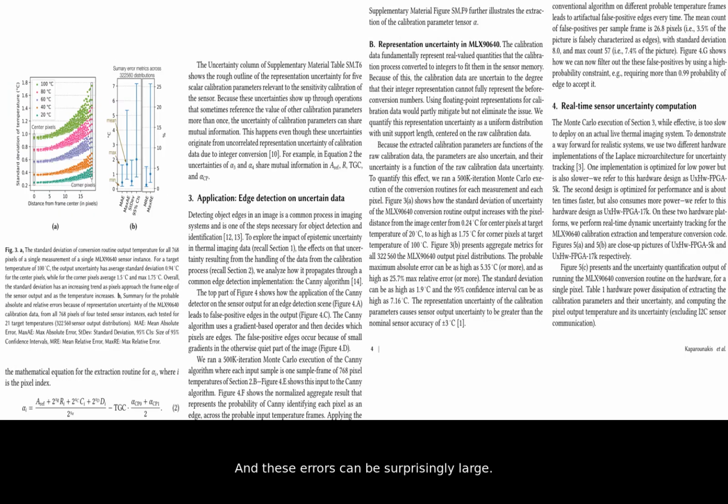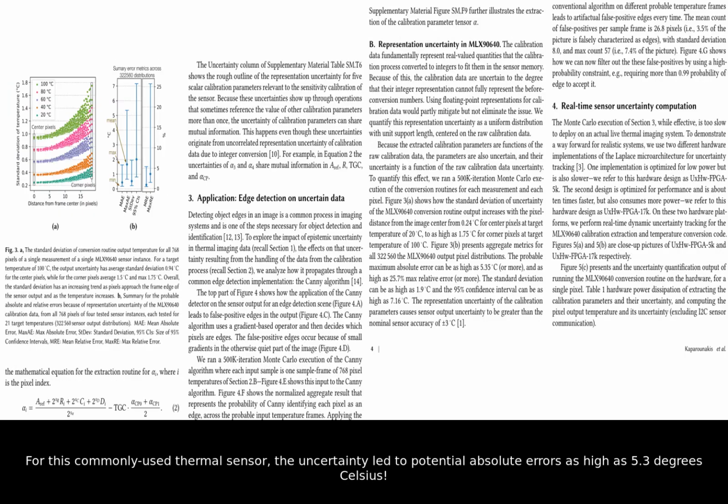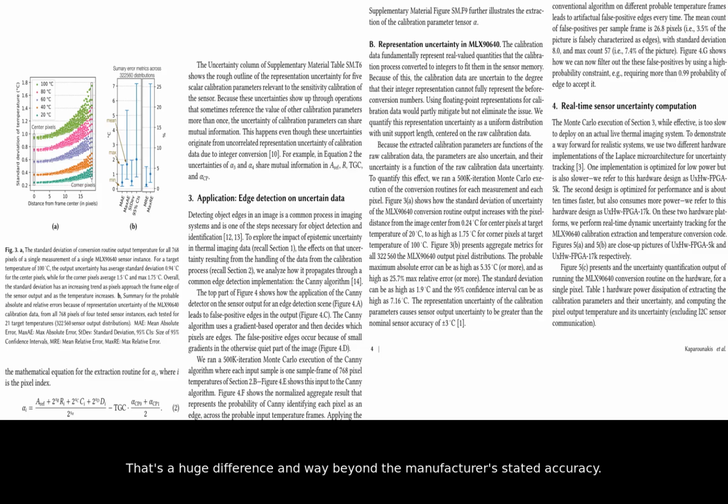And these errors can be surprisingly large. For this commonly used thermal sensor, the uncertainty led to potential absolute errors as high as 5.3 degrees Celsius. That's a huge difference and way beyond the manufacturer's stated accuracy.